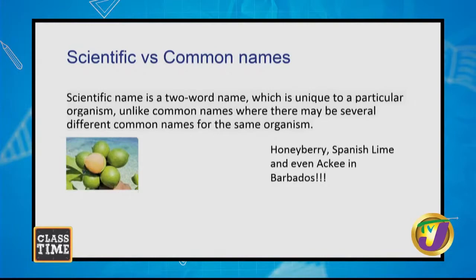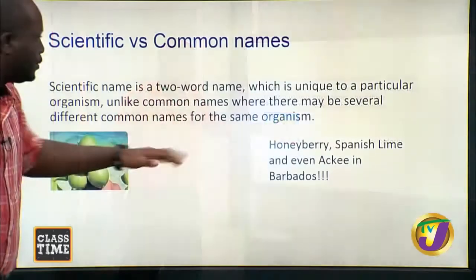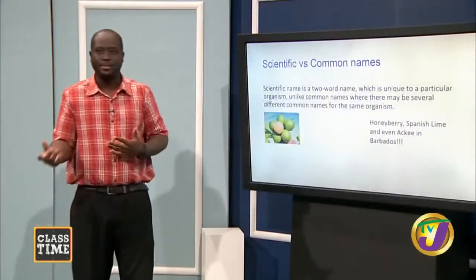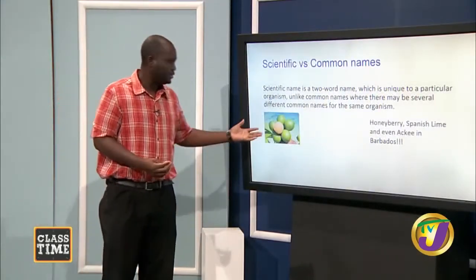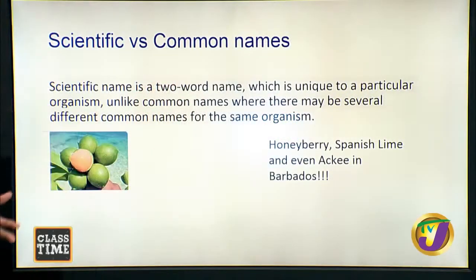So if I go to Barbados and say I need some guinea, what we know as guinea, they know as ackee. So they will say, what are you talking about? They will bring something different to you. And you say, no, what I want is guinea. But they will say, no, this is not guinea, this is ackee. So it will be confusion.